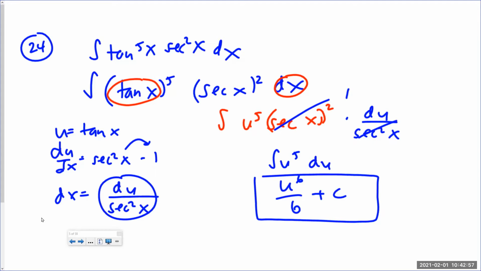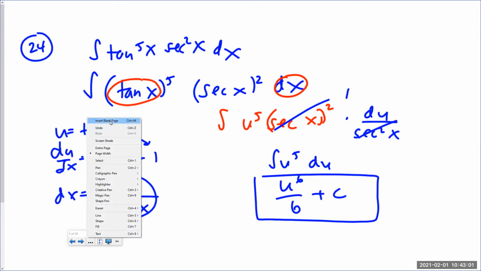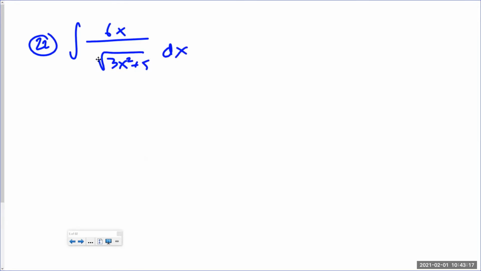Okay, let's do another one, guys. What other questions do you have that you're having trouble with? 22? Okay, and we're looking on same worksheet? Okay, so 22, this is the integral of 6x over the square root of 3x squared plus 5 dx.